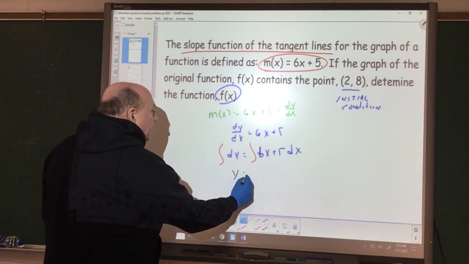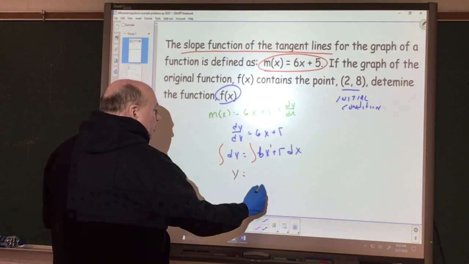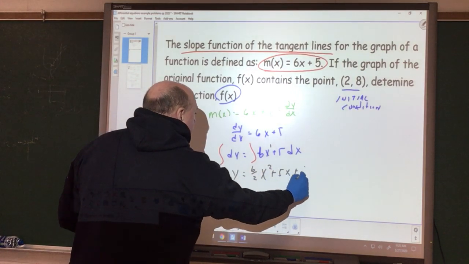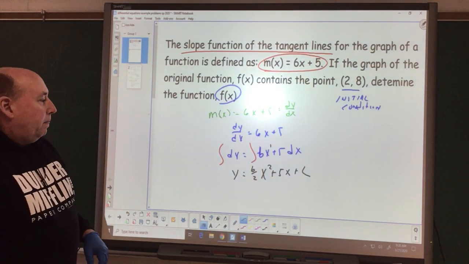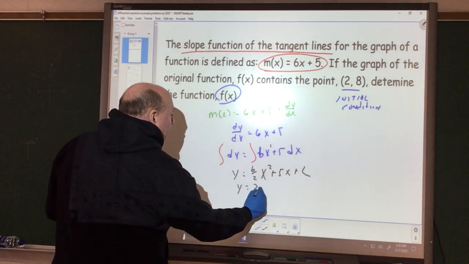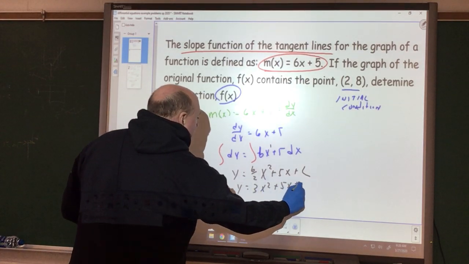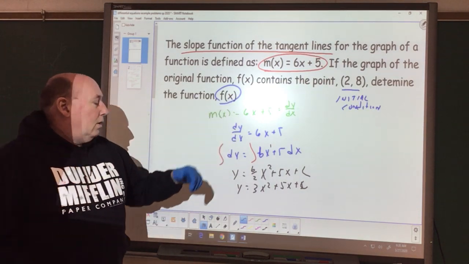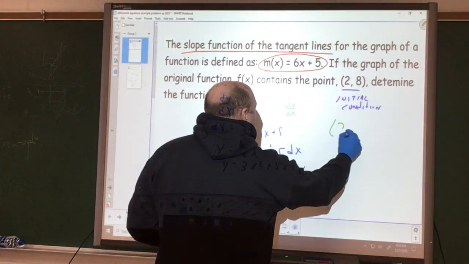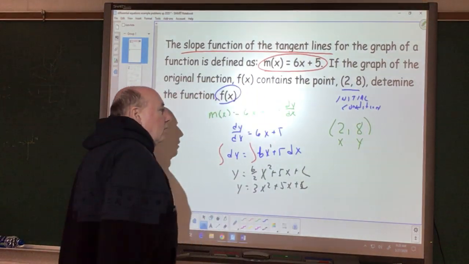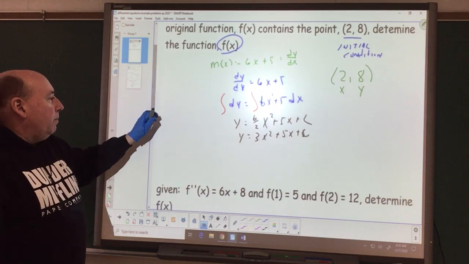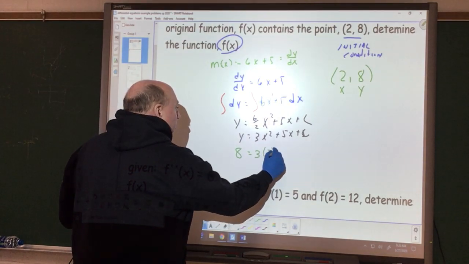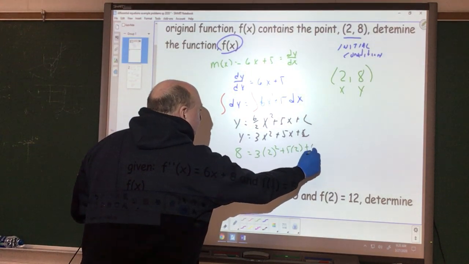So this would give us y is equal to, let's see, my new exponent is going to be x squared, 6 divided by 2, plus 5x plus c. So we have y is equal to 3x squared plus 5x plus c. And what we have to do is solve for c. Well, we're given the initial condition of 2 and 8. Here's my x and here's my y. So we can sub in 8 is equal to 3 times 2 squared plus 5 times 2 plus c.